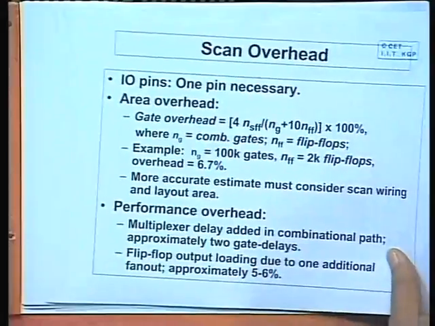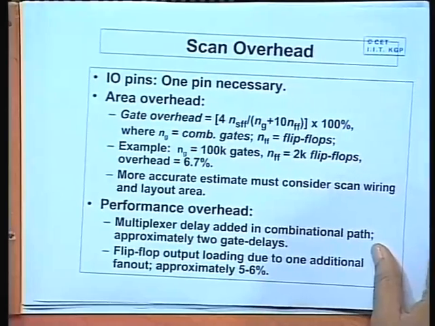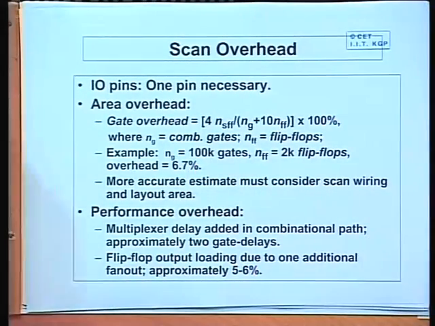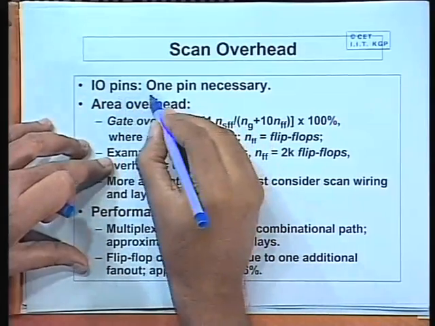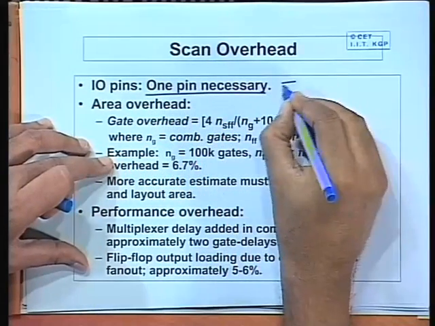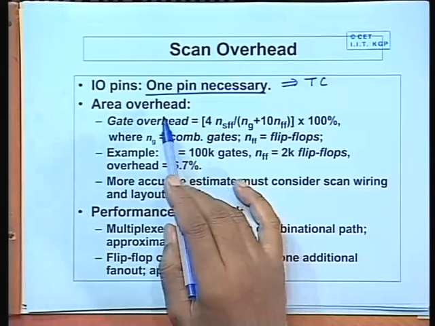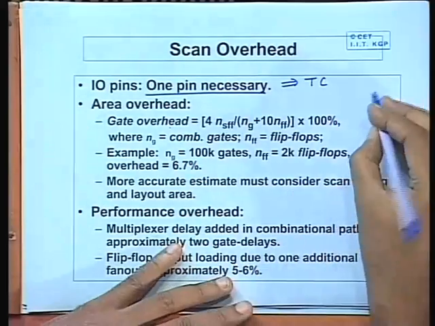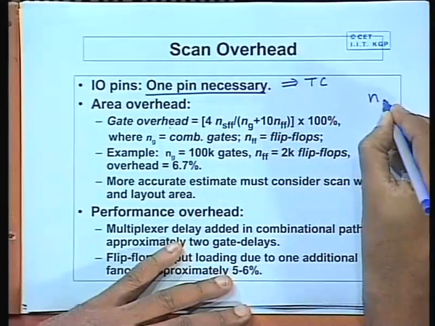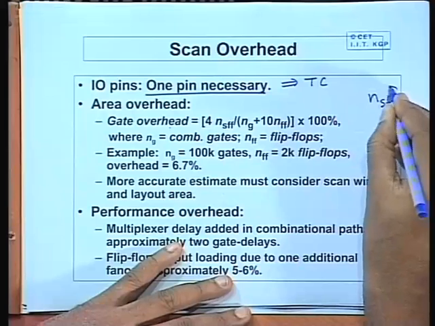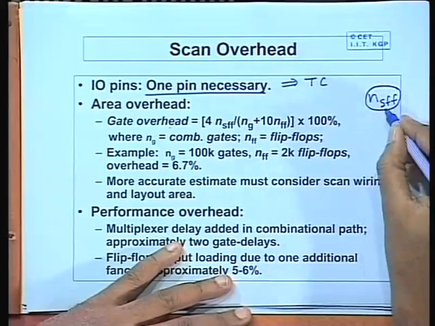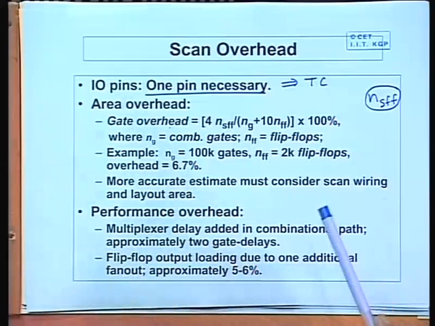This is the so called scan overhead. Now, scan overhead says that one extra IO pin is necessary. This is the test control pin. In terms of area overhead, you observe that you have in SFF so many number of flip flops, and you have converted all of these flip flops into scan flip flops in order to implement scan path.